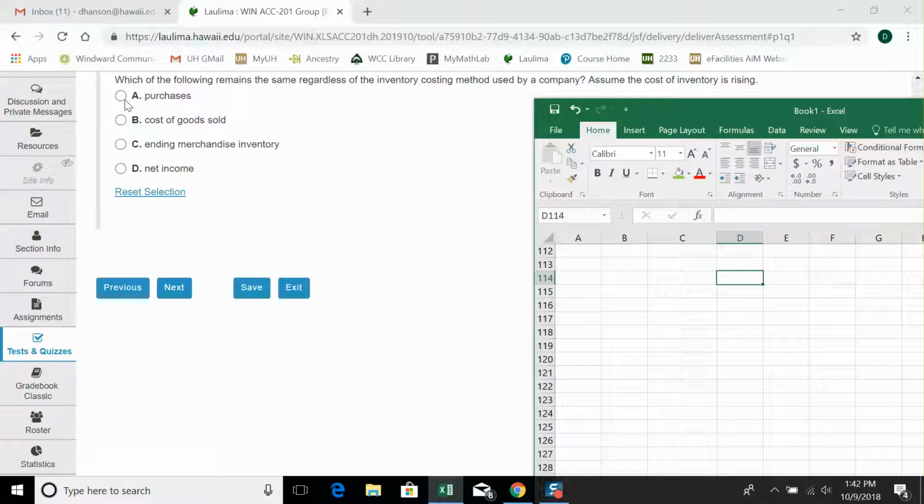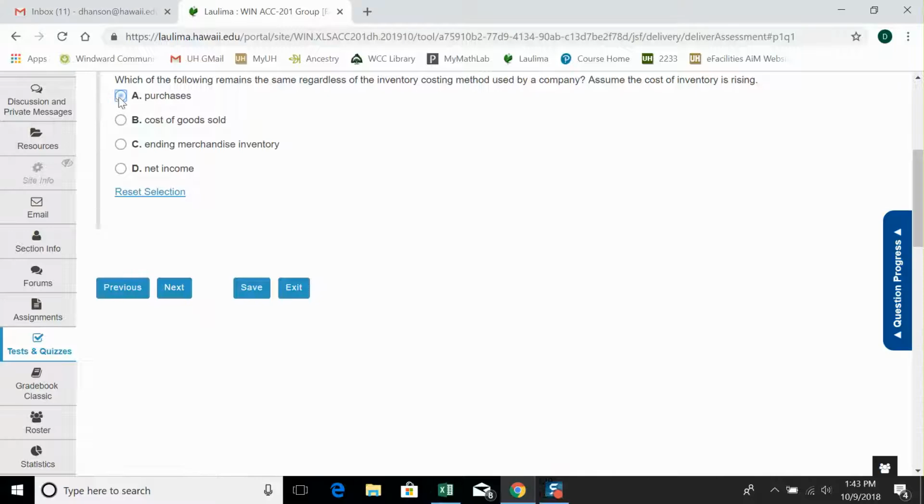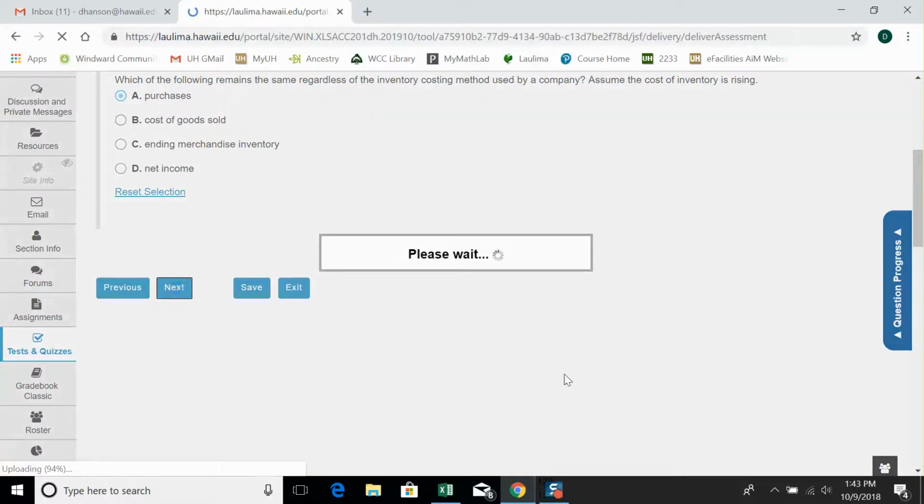Let's see. All of the others do change, right? Because cost of goods sold would be higher under LIFO, like we explained in the previous question, but that would make ending inventory lower than FIFO. And of course, whatever goes into cost of goods sold affects net income. So if you're working with a higher cost of goods sold, you're going to have a lower net income, depending on your cost flow assumption. So I'm going to go with A. A is the most logical.